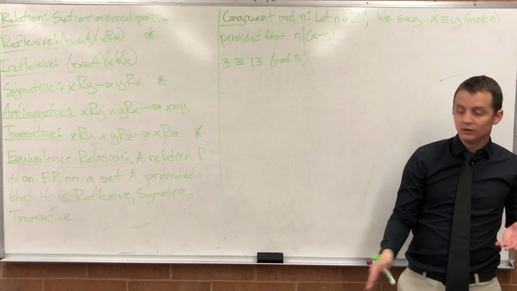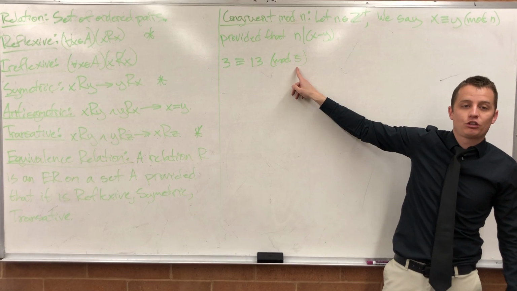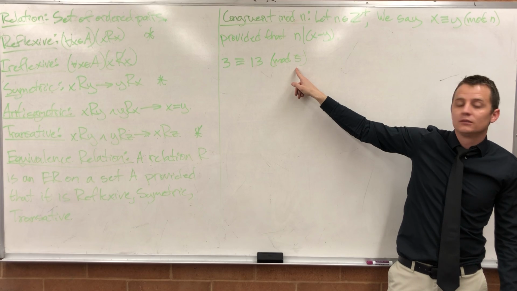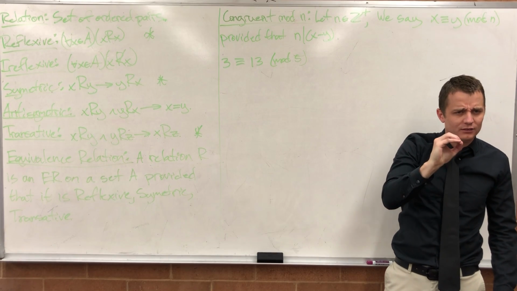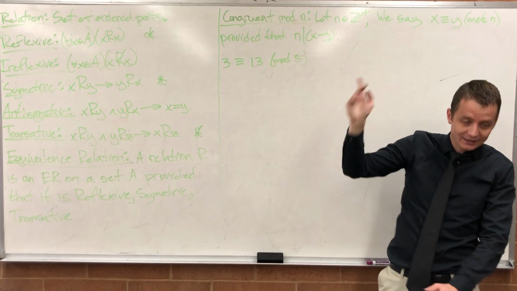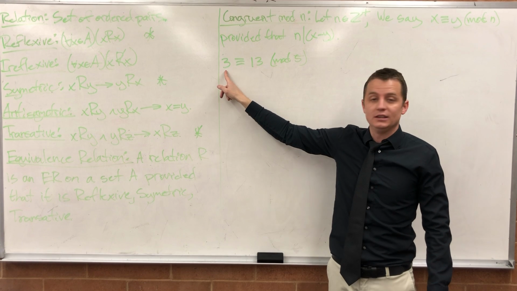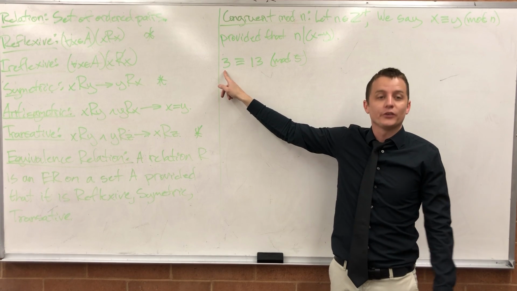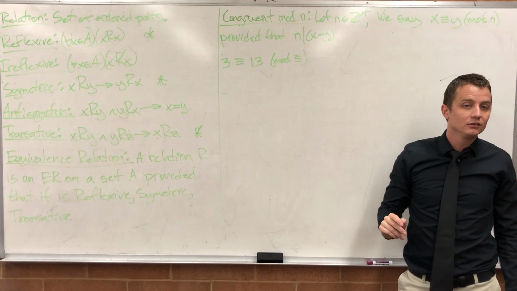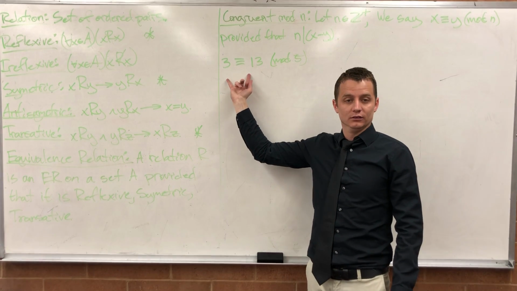Same thing here. If I asked you to do 3 divided by 5, if I asked a 3rd grader that, what would they say? 0 with a remainder of 3. How many times does 5 go into 3? 0, with a remainder of 3. How many times does 5 go into 13? Twice, with a remainder of 3. They have the same remainder.